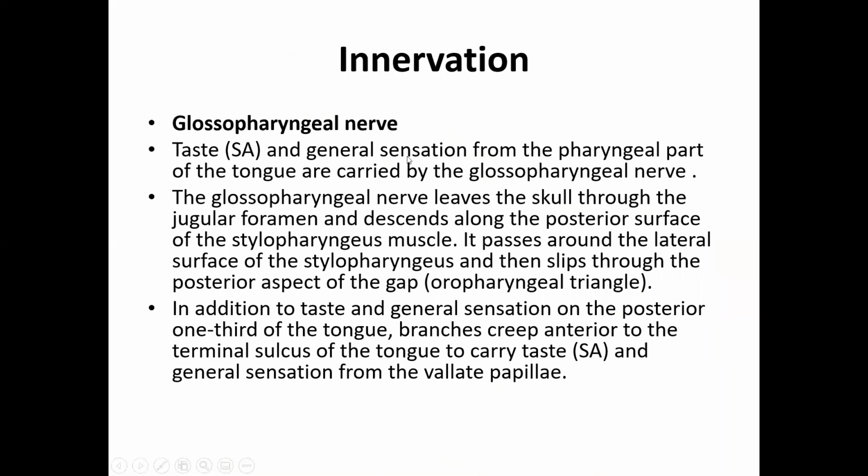So the glossopharyngeal nerve carries the general sensation from the pharyngeal part of the tongue. The glossopharyngeal nerve leaves the skull through the jugular foramen and descends along the posterior surface of the stylopharyngeus muscle. It passes around the lateral surface of the stylopharyngeus and then slips through the posterior aspect of the oropharyngeal triangle, which is made up of the superior constrictor, middle constrictor, and the mylohyoid muscles.